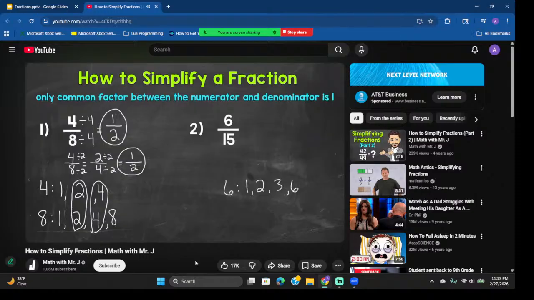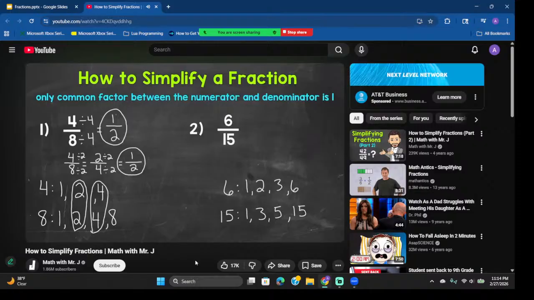So let's list the factors of 15. So we have 1, and then the number itself, 15. What other factors of 15 are there? Well, 3 and 5. 3 times 5 equals 15. Or we can think that 15 is divisible by both 3 and 5. We are able to divide 15 by both 3 and 5, and it works out without a remainder.